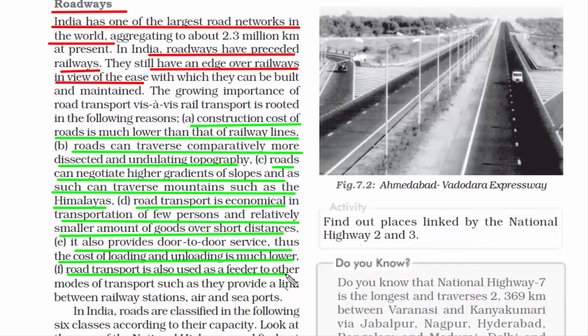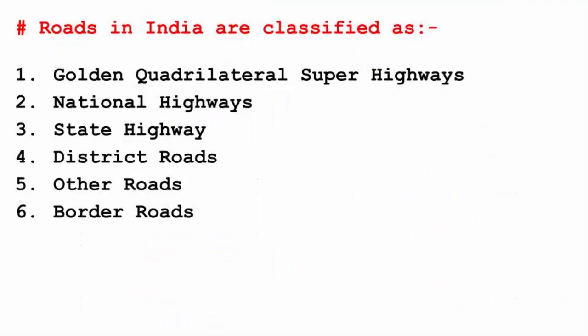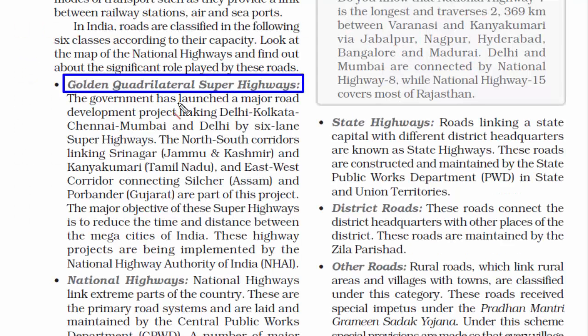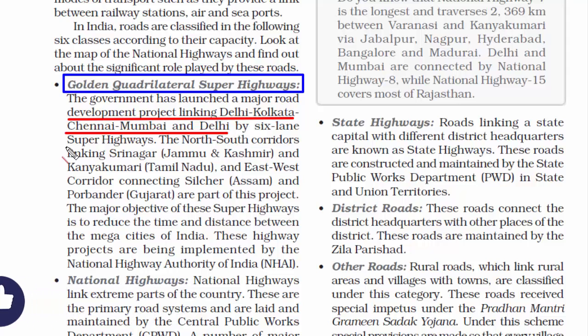Number six, road transport complements other modes of transport as they provide a link between railway stations to airports or seaports. Now this information over here is important. I think this is one of the crux of this chapter. Roads in India are classified in the following 6 classes, and they are: the first one is golden quadrilateral superhighways. So these are superhighways that link cities like Delhi, Kolkata, Chennai, Mumbai, and again back to Delhi. If you go on these highways, these are 6 lanes.